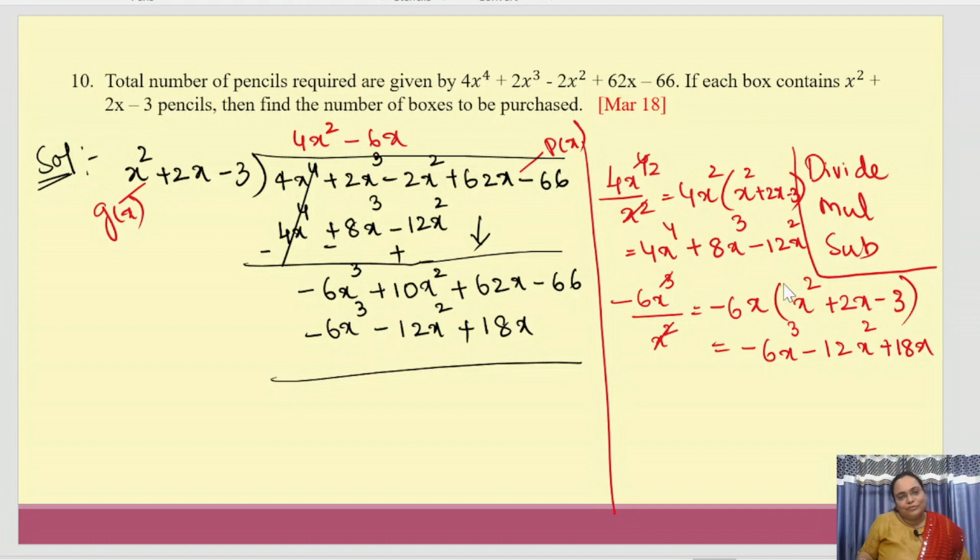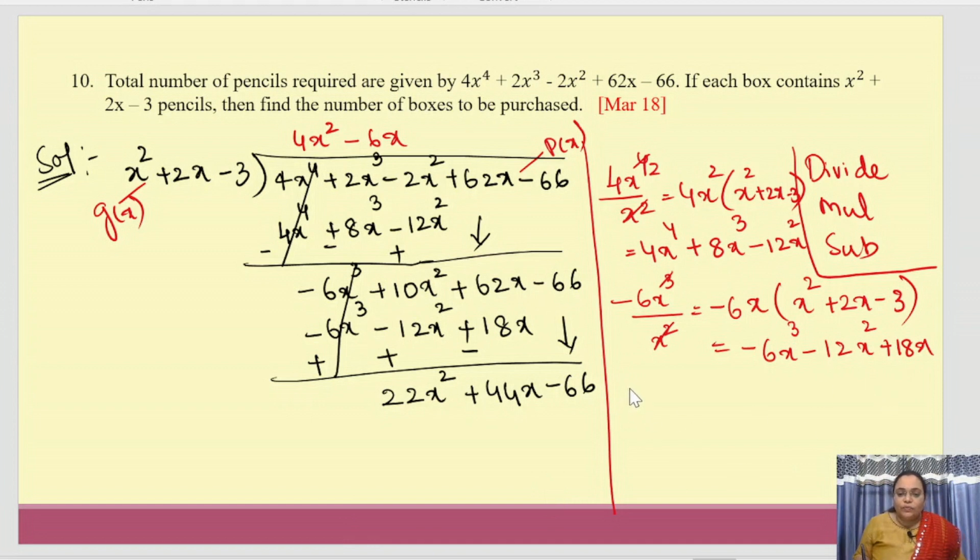The next step is subtract. So you will subtract them. So this will get cancelled. So here you will have 22x square, this is plus 44x. Then you will take minus 66 down. Then again follow the same three steps.